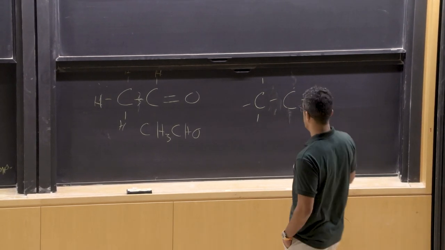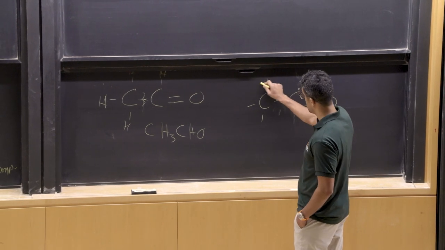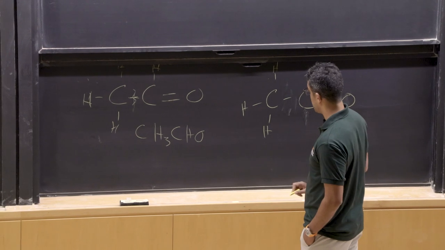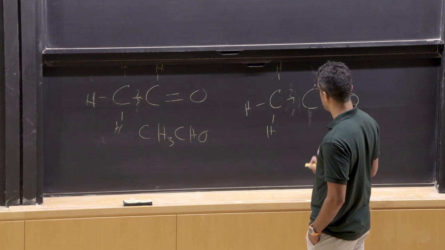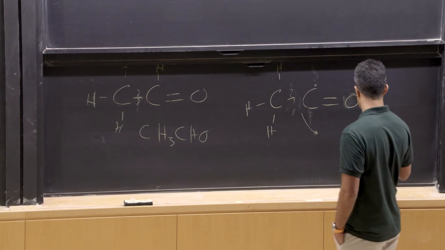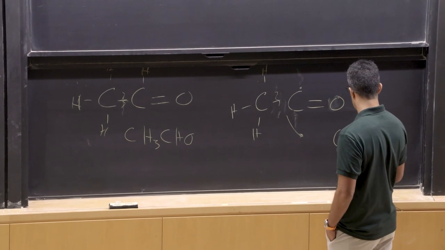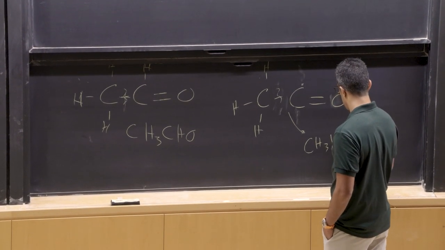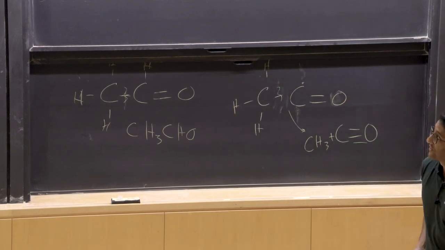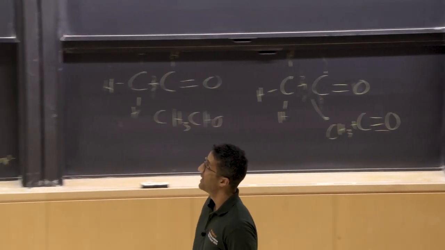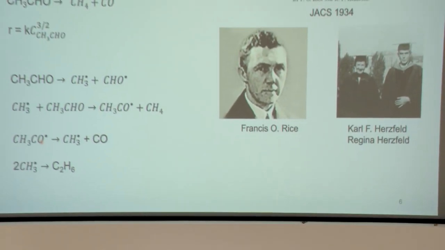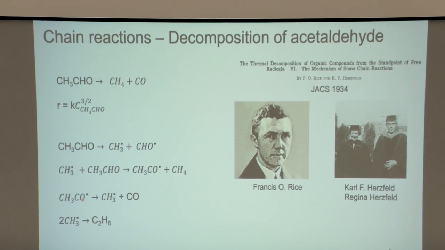Of course, you could decompose by breaking these H's. That's a beta scission. They say it's an alpha scission, so this bond breaks, and then you get carbon monoxide plus methyl radical, yeah? So they say that's the third step, carbon monoxide plus methyl radical. And then finally, a fourth step, two methyl radicals recombine to form ethane, C2H6.